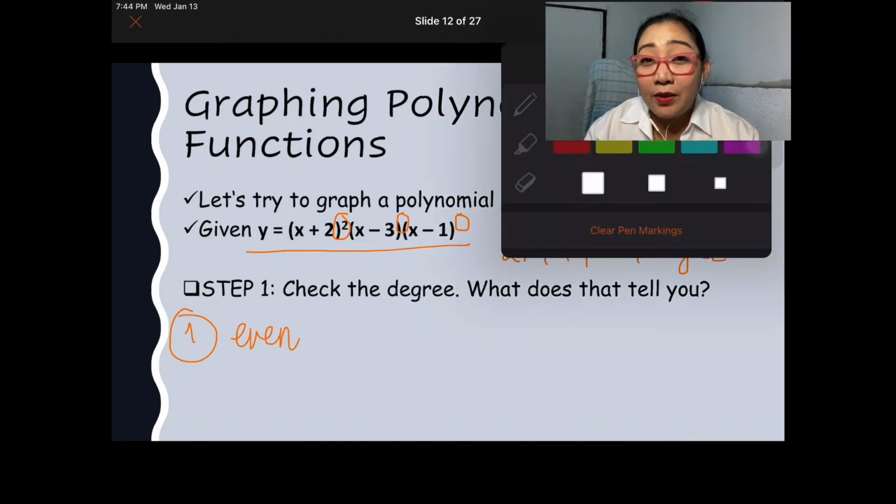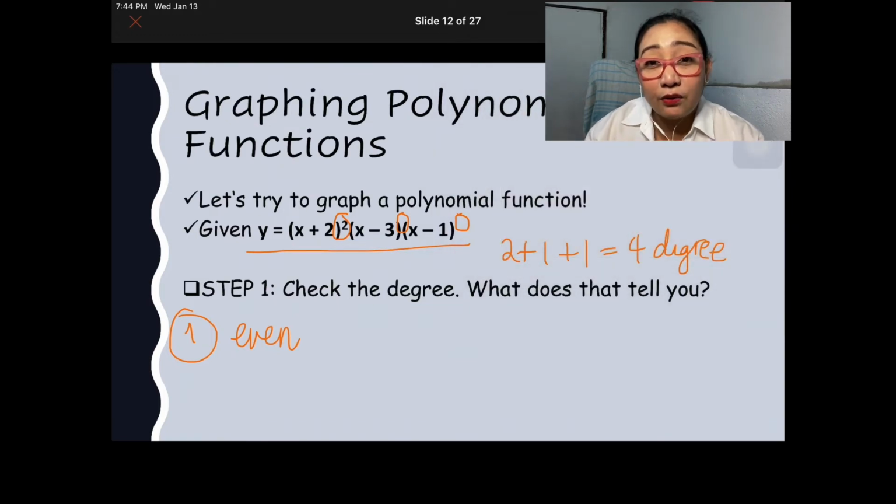Okay? And then, now let's check your leading coefficient. Paano natin malalaman yung leading coefficient? Naka-factored out form po siya. Now, you can only check the x's. So, i-check mo yung x. Meron kang positive 1 dito. May positive 1 ka din dito. At may positive 1 ka dyan. So, yung mga coefficient lang ng x ang iyong titingnan. So, since tatlong positive 1 yan, pag pinag-multiply, positive pa rin siya. Diba? So, meron tayong even degree with a positive leading coefficient.